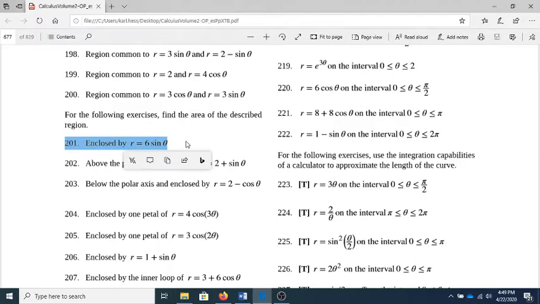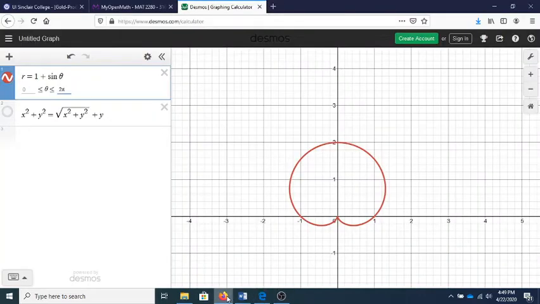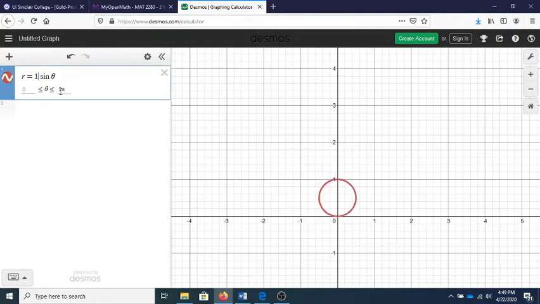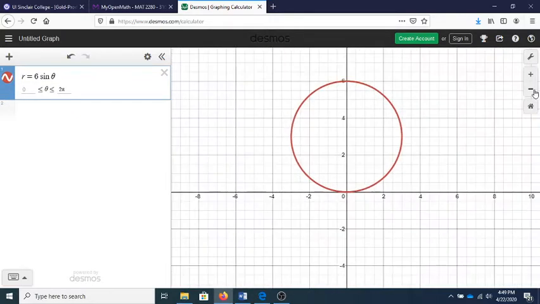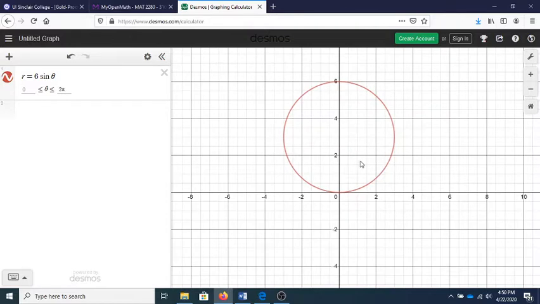Well, before we set up our integral, let's have a little look in Desmos. We'll get rid of this, and we'll say r equals 6 sine theta. Looks like I need to zoom out a little. So r equals 6 sine theta is a circle that is centered at the point 0, 3 and has a radius of 3. We could have also figured that out by converting this equation over to rectangular coordinates, or we could have plotted points. Desmos was just a convenience.